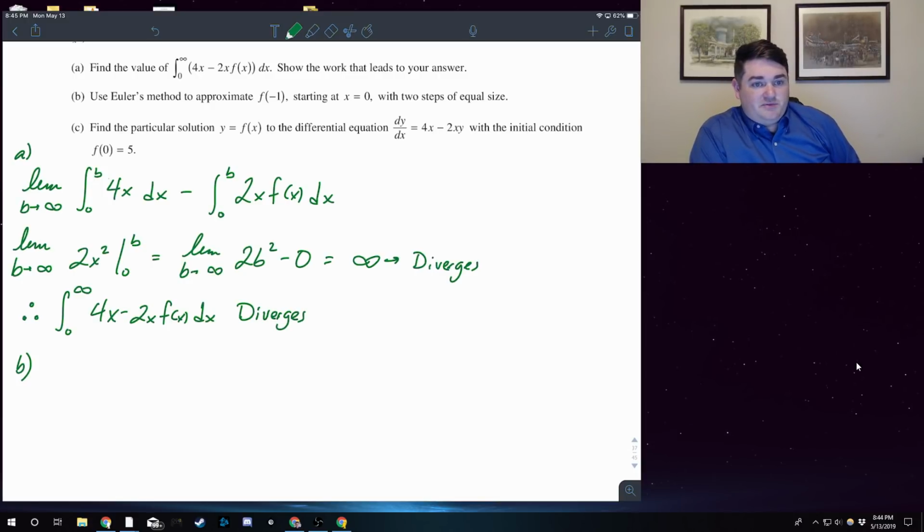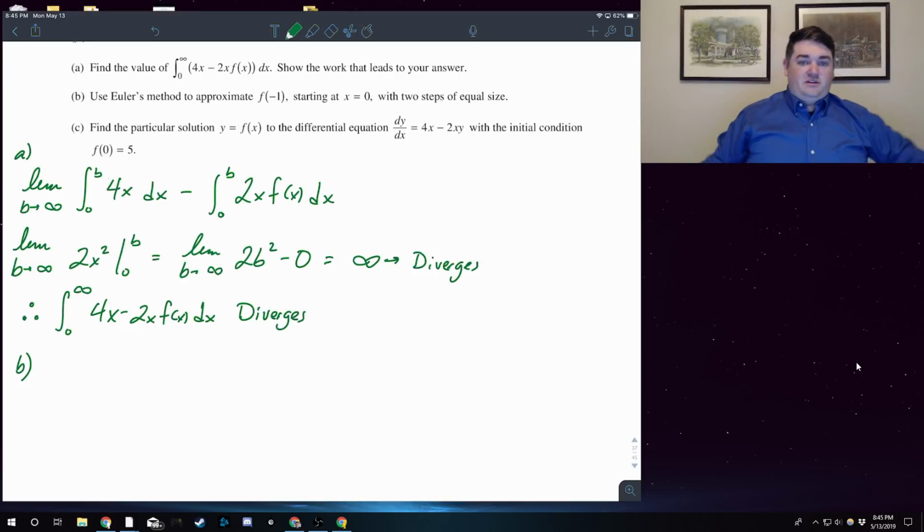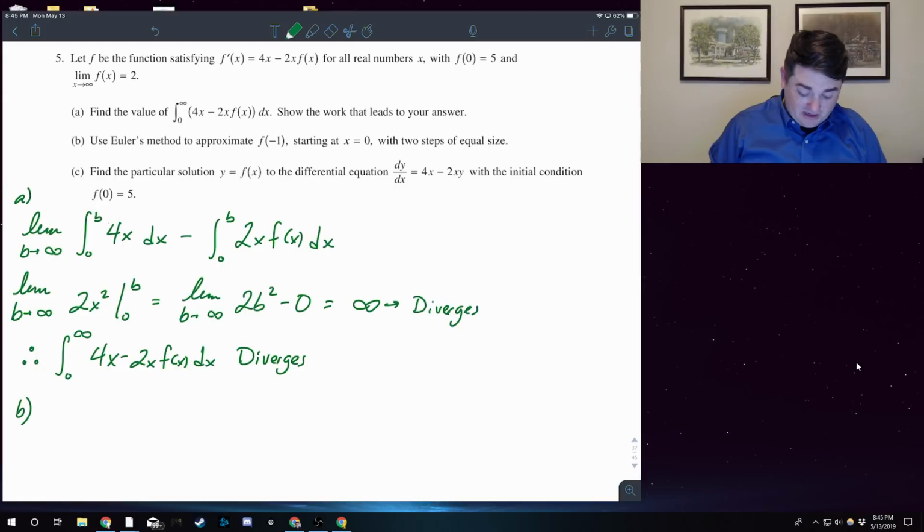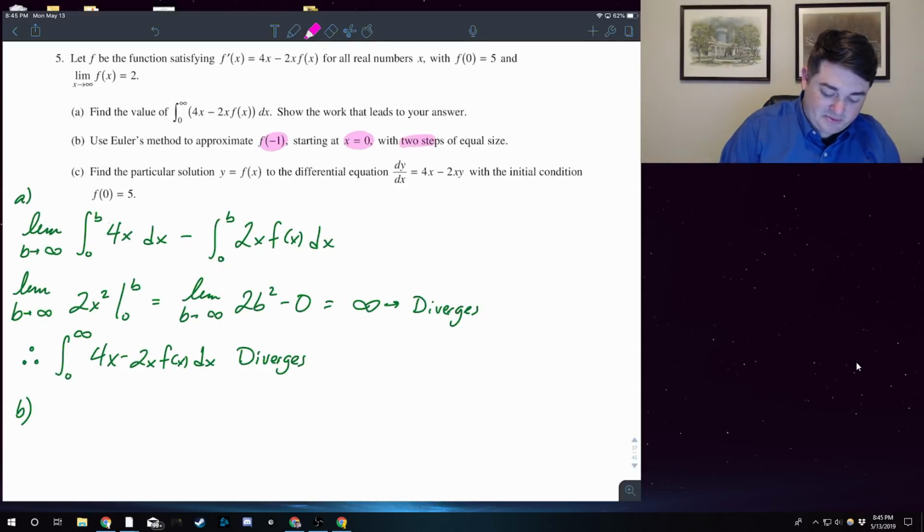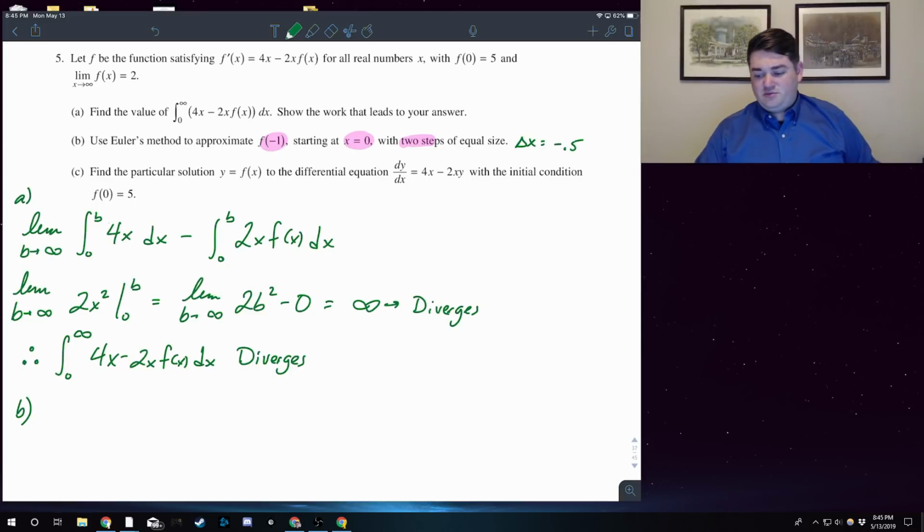B, use Euler's method to approximate f of -1, starting at 0 with 2 steps of equal size. I'm pretty thrilled when I see Euler's method on a free response. That's kind of a gimme. I'm starting at 0, going to -1 using 2 steps, so my step size, my delta x, is going to be -0.5. Some teachers teach a table method for Euler's method. I'm a fan of just repeating. So here's how I would do this. f of 0 is 5.